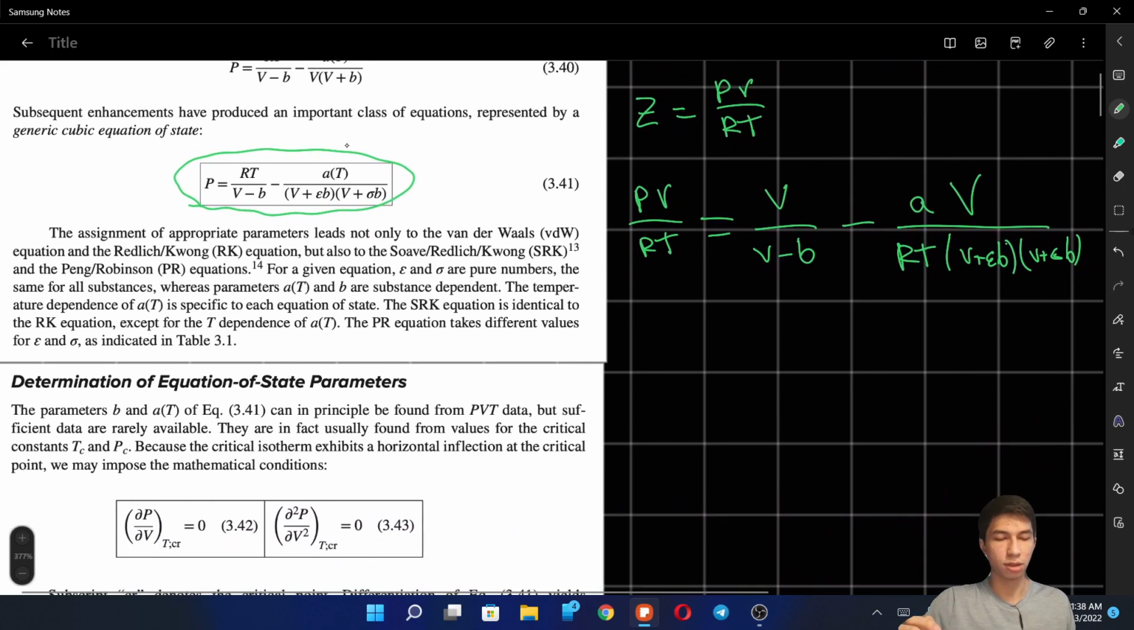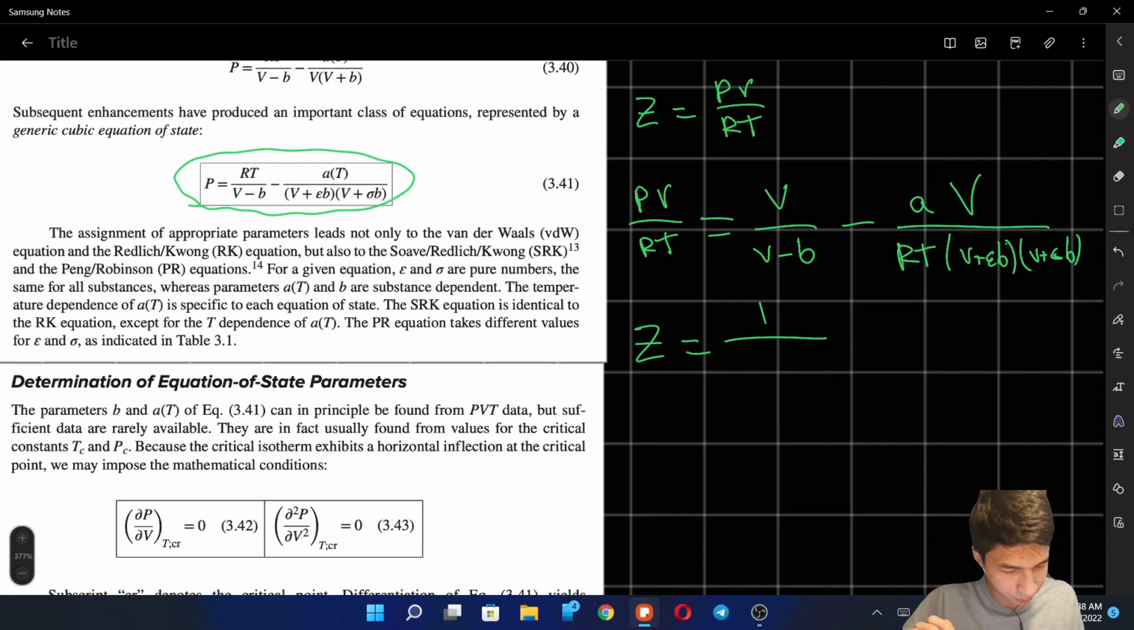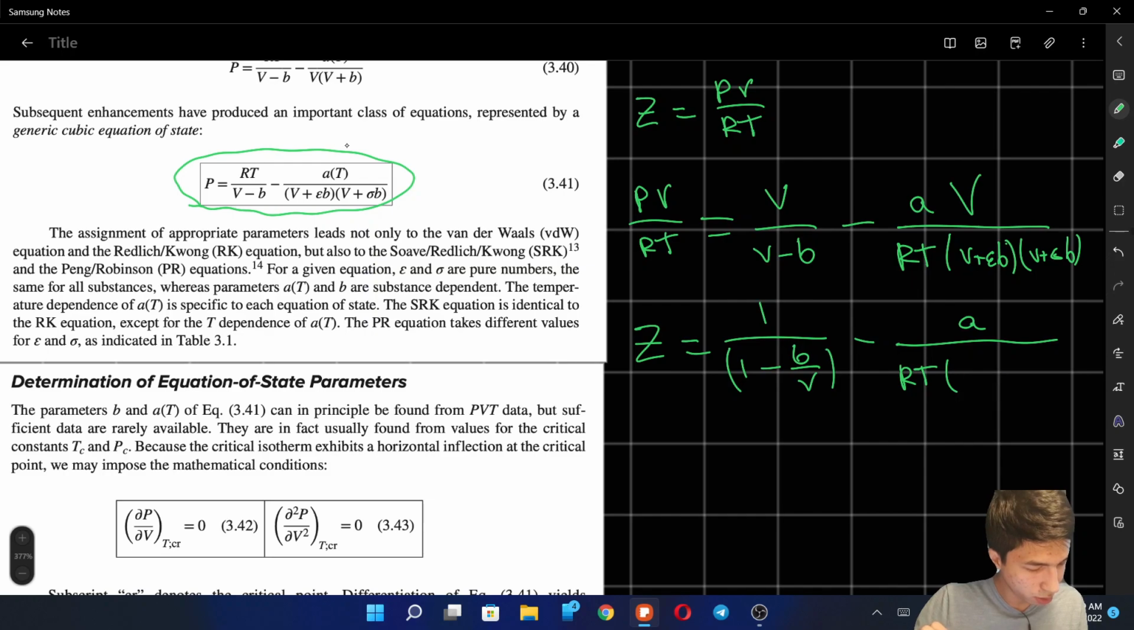Okay. The next thing we do is express this term in terms of Z and divide by V. We can divide both the numerator and denominator by volume. We say this is equal to Z, and here we have 1 over 1 minus b over V, right? If we divide this side by volume, both numerator and denominator, we'll have a over RT, over 1 plus epsilon b over V.